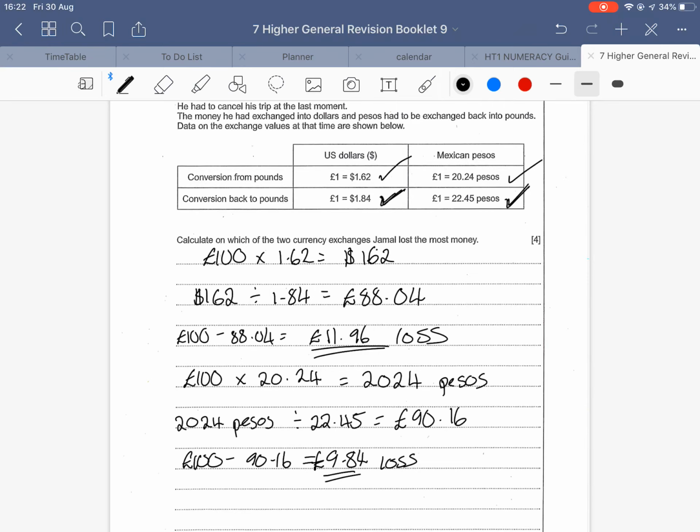You could have kept them in pounds if you wanted to. £1 into 1.62, then 1.62 divided by 1.84. I just used 100 because I like working with bigger numbers than small decimals.